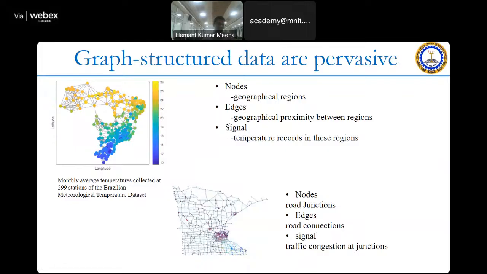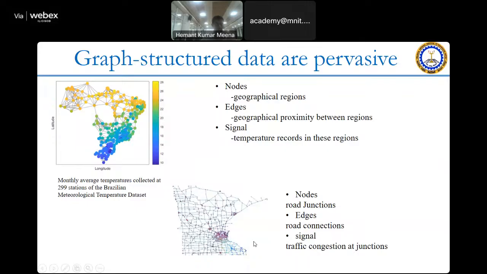Because we can understand that if two places are in a nearby region, then definitely they are related. They have the same weather phenomenon. That's why we are saying edges are basically the geographical proximity between the regions.